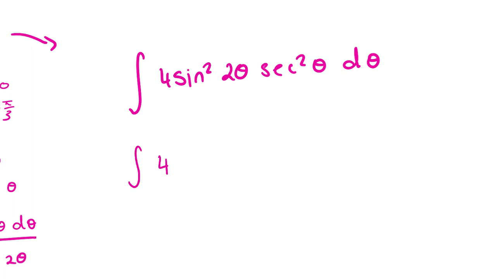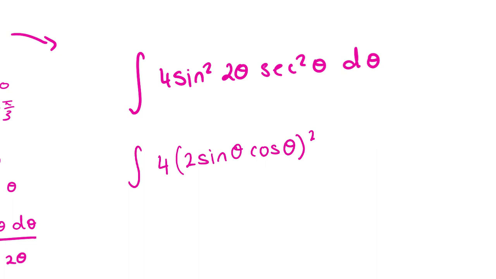Anyone? Is it like 2 sine squared? 2 sine theta cos theta, both squared? Perfect. Then we're going to have the sec squared. What is sec squared? No, it's just the bracket squared. Cos theta, all squared.